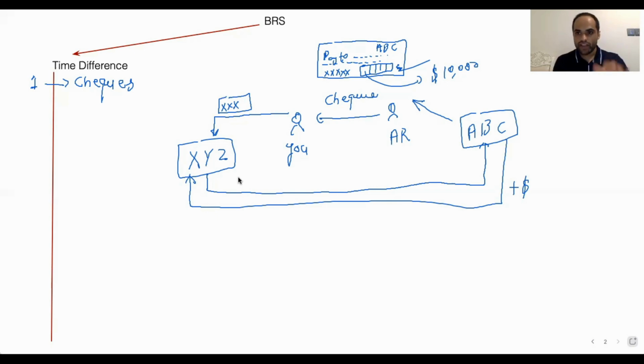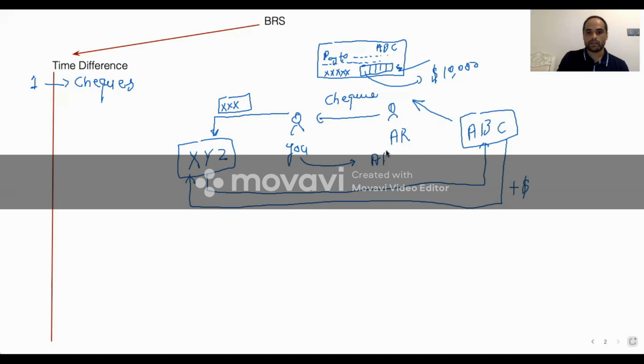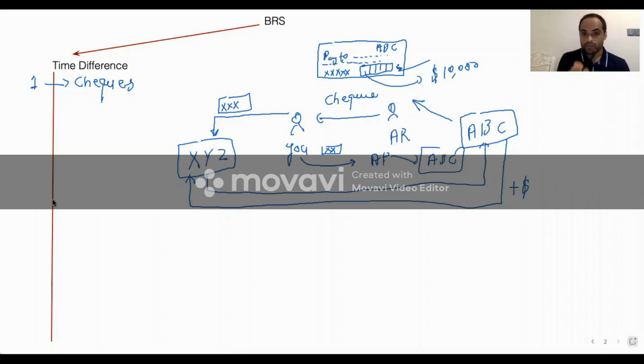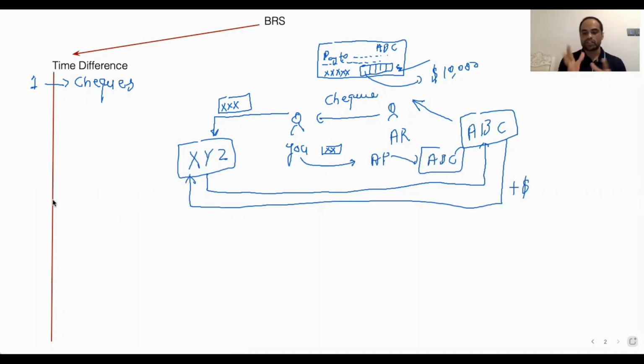Exactly the same thing happens when you make a payment. So let's say you are making a payment to accounts payable. And of course, you are writing a check to accounts payable. And accounts payable will go to its bank. And accounts payable's bank will contact your bank. And then your bank will transfer money from your account to accounts payable's bank account. Did you understand that? Did you understand how a check works? That's a very simple procedure to understand the meaning of a check and how a check works.